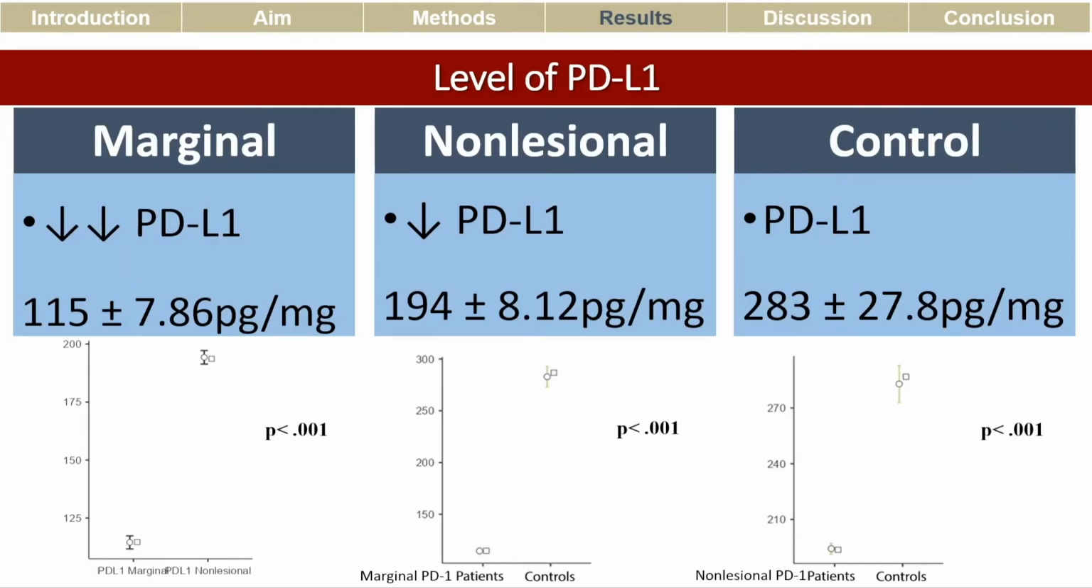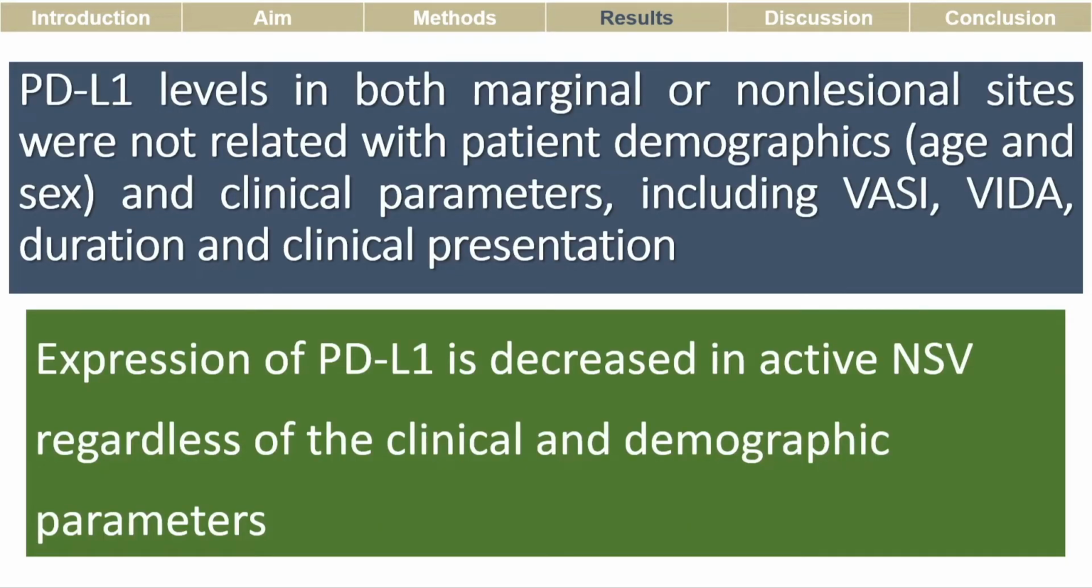As for the PD-L1 expression, we found that the marginal PD ligand 1 to be significantly less than both non-lesional and control PD ligand 1. Moreover, non-lesional PD-L1 was significantly less than control PD-L1. PD-L1 levels were again not correlated with patient demographics or clinical conditions. This denotes that the expression of PD ligand 1 is decreased regardless of these parameters.